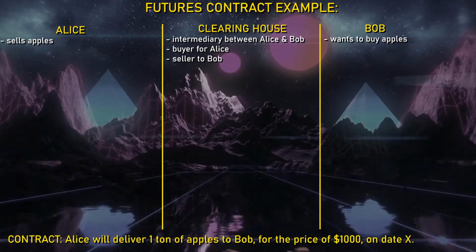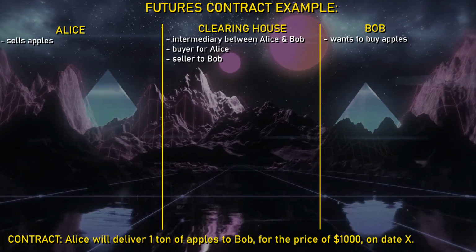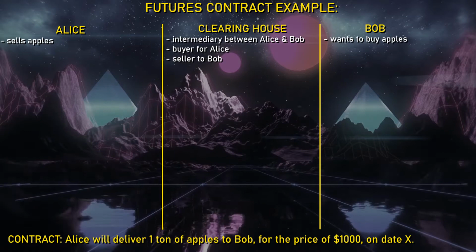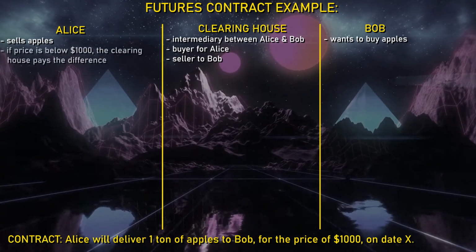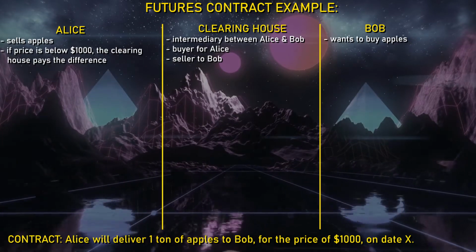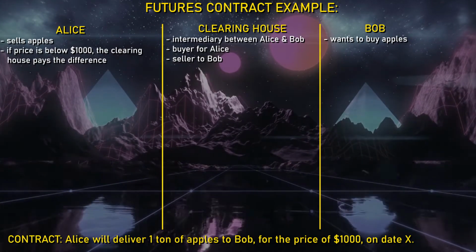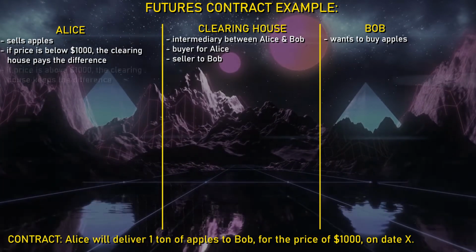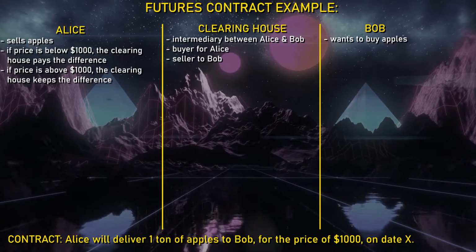So how does the clearinghouse achieve this? How does it guarantee that both Alice and Bob get what they want without either of them backing out of the transaction? First, the contract with Alice states that if the price of apples at the expiration date is below $1,000, the clearinghouse will pay her the difference and she will still get her money. It also states that if the price is above $1,000, the clearinghouse will keep the difference.